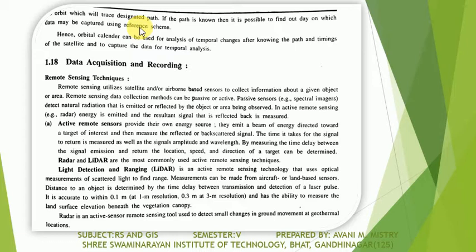Radar and lidar are the most commonly used active remote sensing techniques. Light detection and ranging is an active remote sensing technique that uses the optical measurements of the scattered light to find the range. Measurements can be made from the aircraft or land-based sensors. Distance to the object is determined by the time delay between the transmission and detection of the laser pulses.